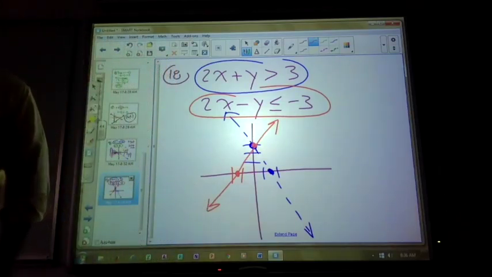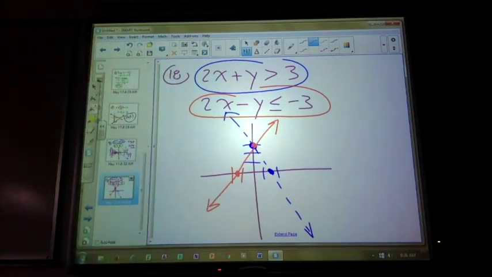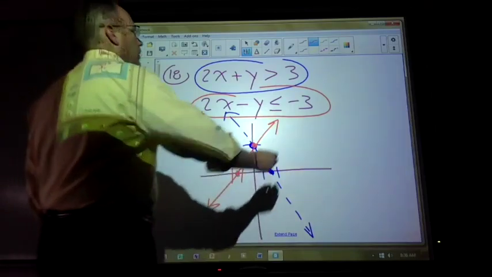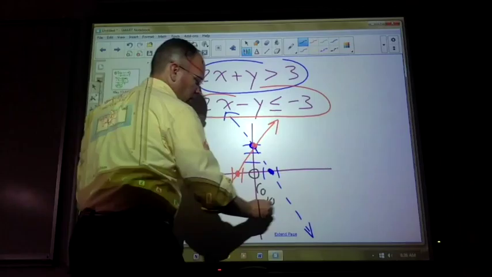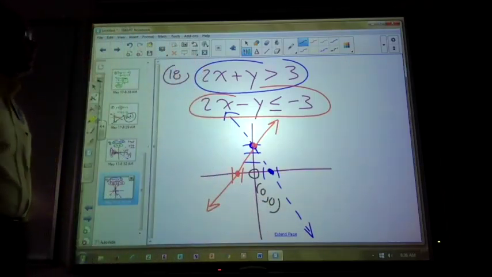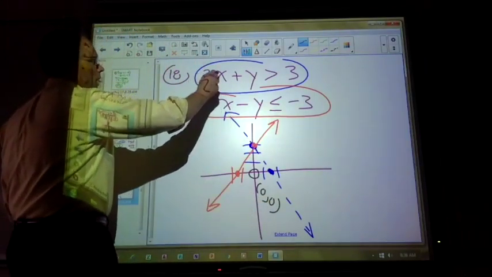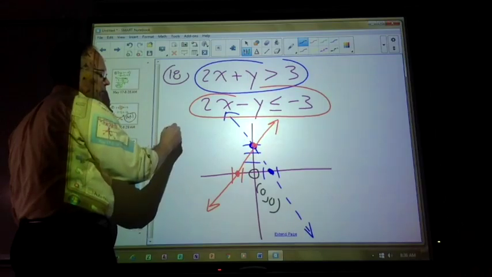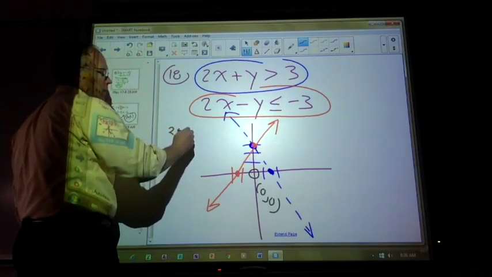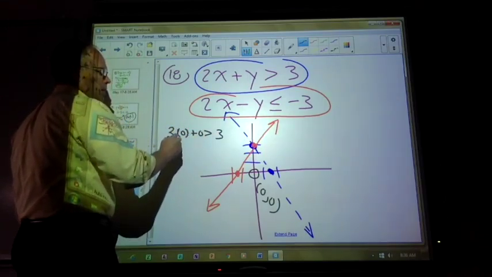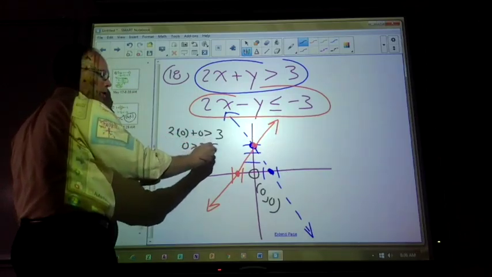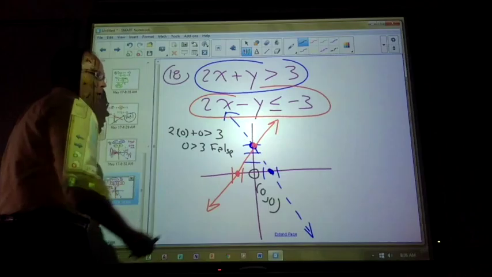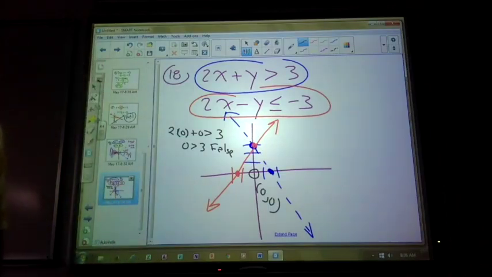Is 0, 0 an okay test point? Yeah, the lines don't go over it. 0, 0 is a great test point. Why do we pick 0, 0? Because it's easy to plug 0 in. Okay? So I get 2 times 0 plus 0, which is greater than 3. True or false? 0 greater than 3. False.